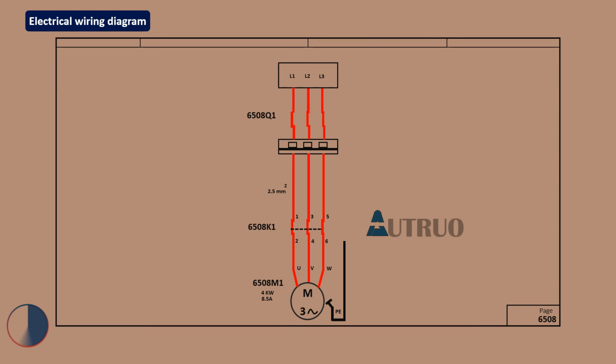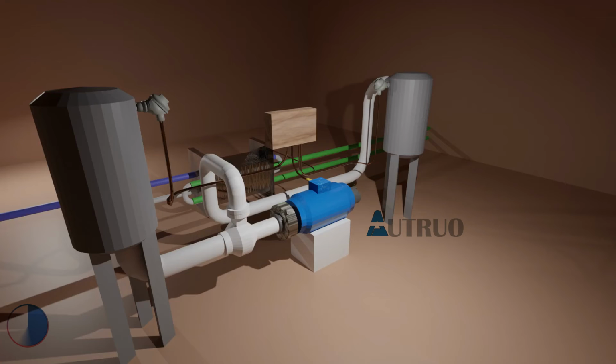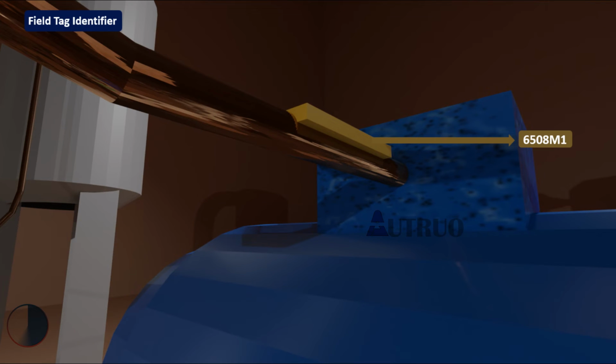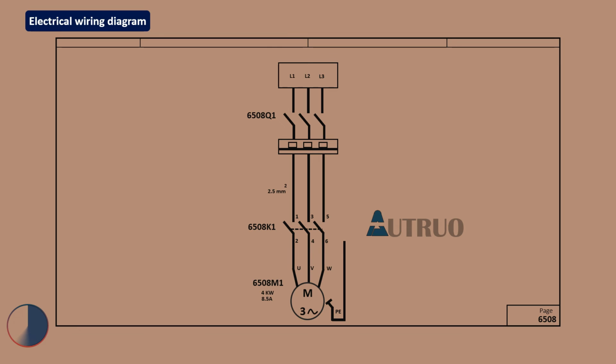A recap of what we did. We looked at the electric motor on the field. We glanced at the tag identifier. We opened the page in relation to the alphanumeric inscription on the tag identifier. Then the schematic was read from the source to the base.